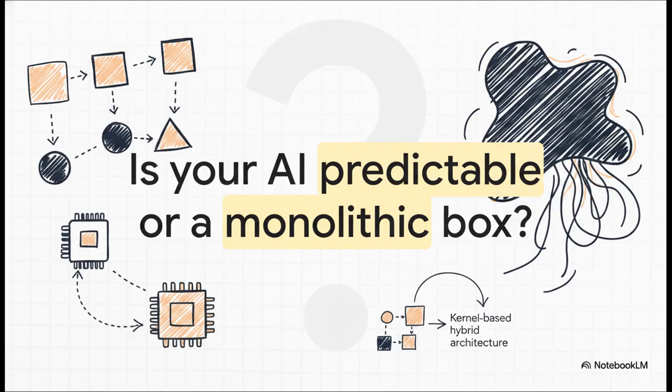So I'm going to leave you with this challenge. Look at the software you're building right now. Is your AI predictable, modular, and efficient? Or is it just a monolithic black box treating everything like a nail because it only has a hammer? I challenge you to review your codebases today. Start refactoring toward a mature, kernel-based hybrid architecture and start building smarter.